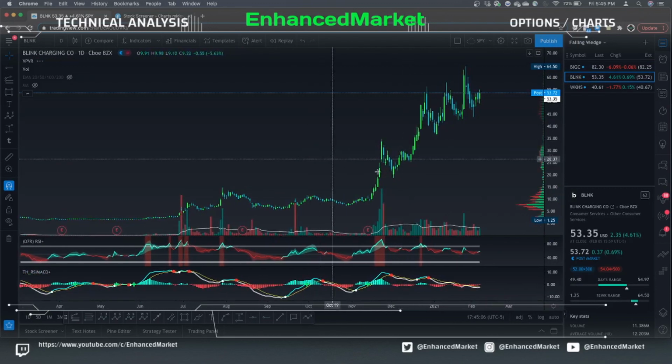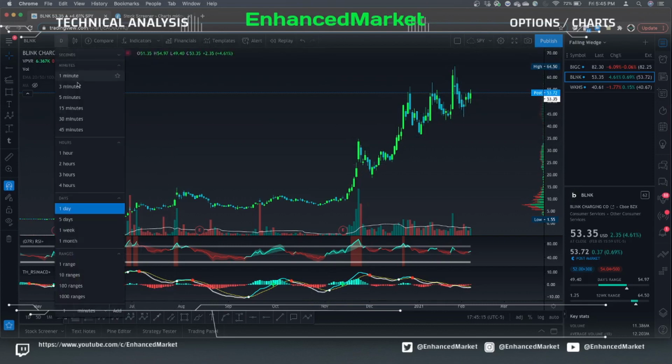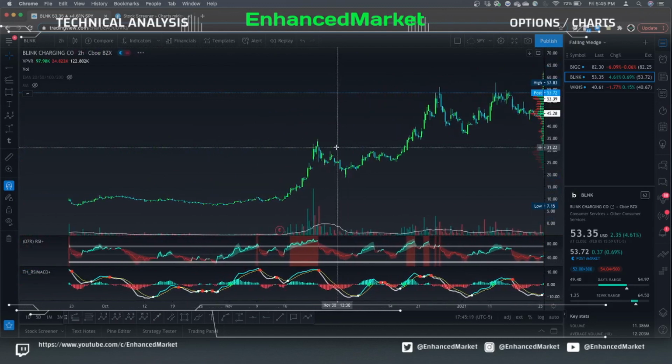Blink. So I'm just going to go over an example that previously happened. As you can see, it's a little tough to see it on a daily chart. So I'm just going to zoom in, maybe a 2-hour chart. Let's see how it looks. So 2-hour chart looks decent.